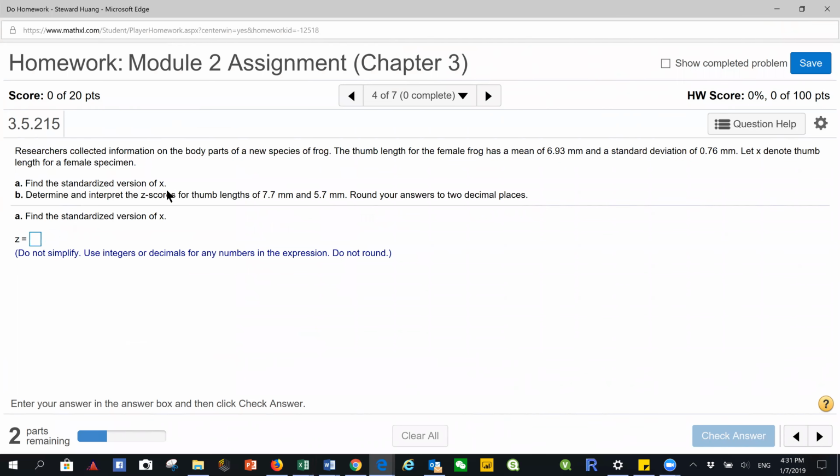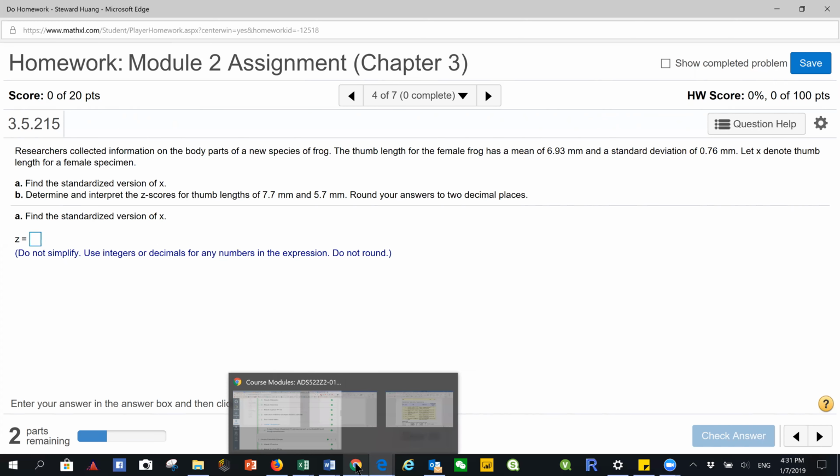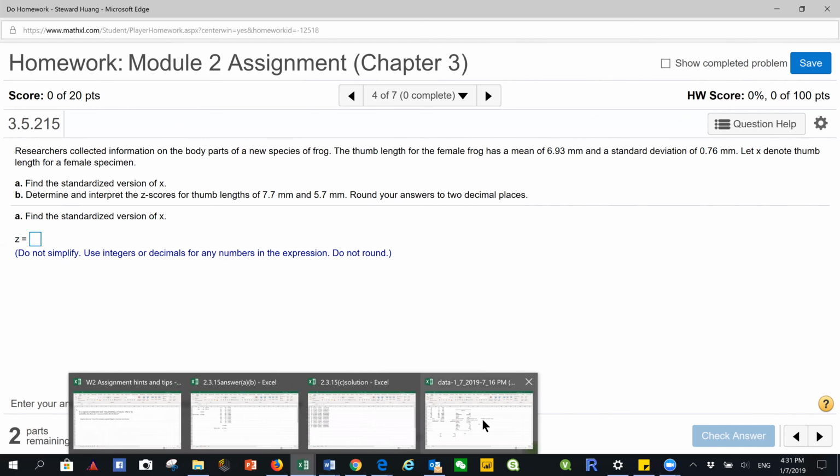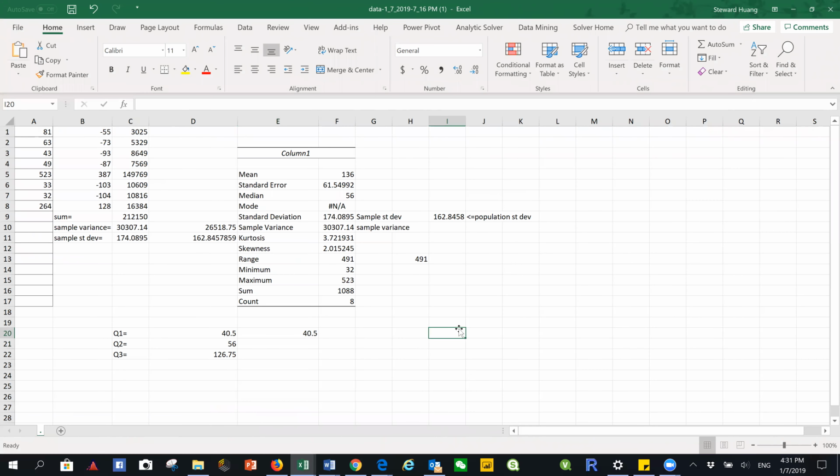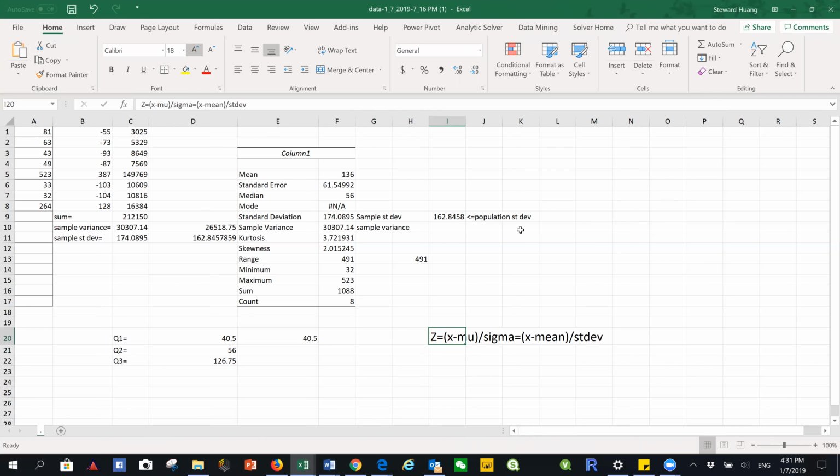The standardized version of X. Okay, what is the Z? Z is a relative score, which is Z equals X minus mu divided by sigma. That means X minus mean divided by standard deviation. Okay. So this is the formula. So with that formula, you standardize it.